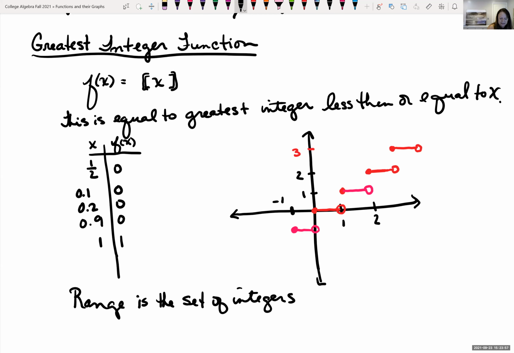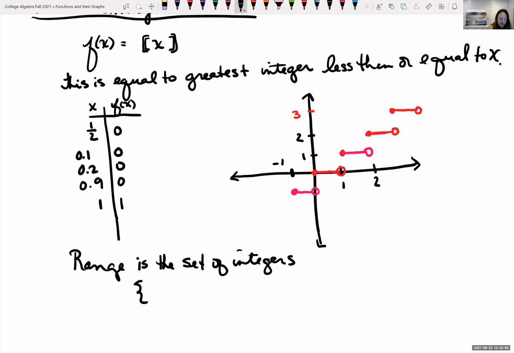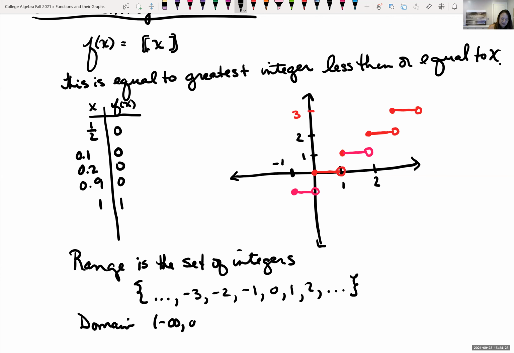And so if we wanted to write that in set notation, I would just have that curly bracket and denote that it's continuing. So I'd do the ..., -3, -2, -1, 0, 1, 2, continuing in that form. So I put that ... So our domain, like I said, we can put any number in there and it's going to spit out a real number. So our domain is -∞ to infinity.